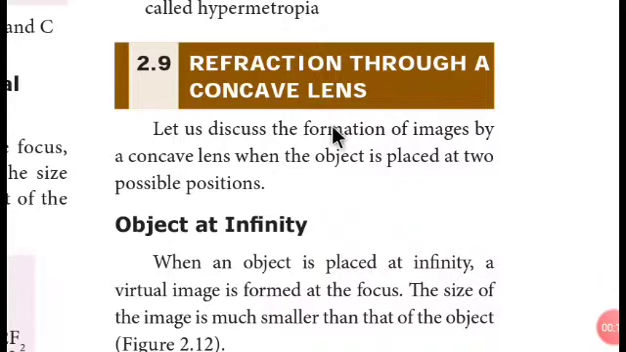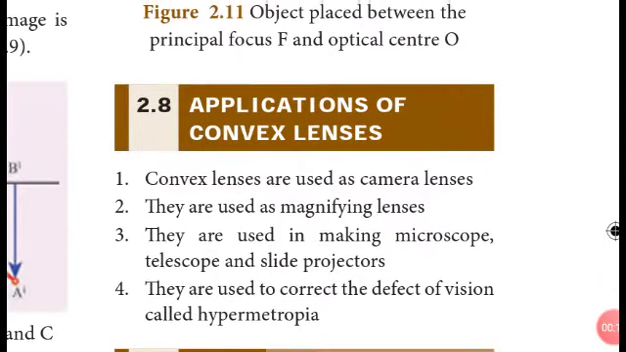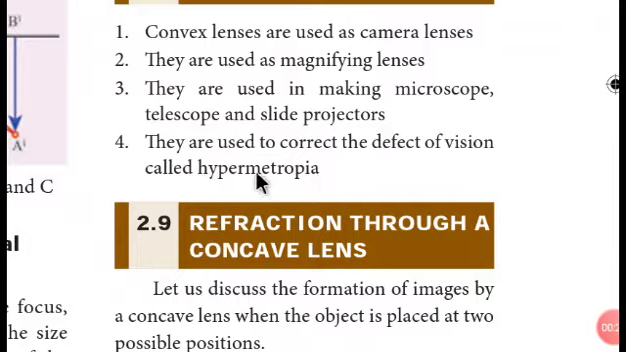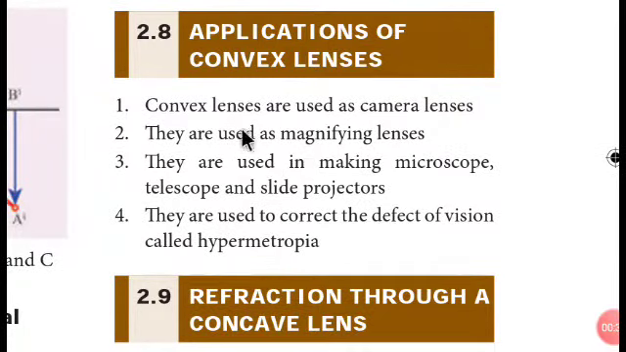In the previous class, we studied the applications of convex lenses: camera lens, magnifying lens, microscope, telescope, slide projectors, and finally correcting hypermetropia. Hypermetropia is a defect, and these are the applications or the uses of a convex lens.